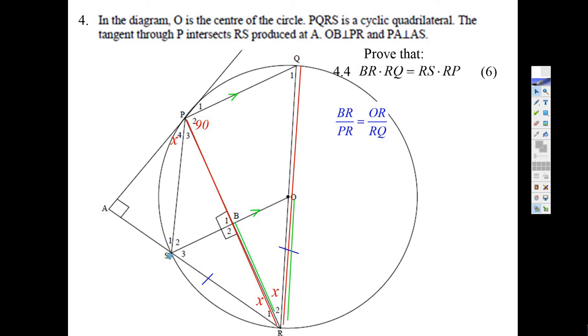But now I've got to prove that this RS is equal to OR. And I did that with angle, side, angle. A shared common side, these two angles being 90 degrees, and these two angles being equal, already proven. And once RS is equal to OR, I just put RS in there, I cross multiply, and I get my answer. And there you go.